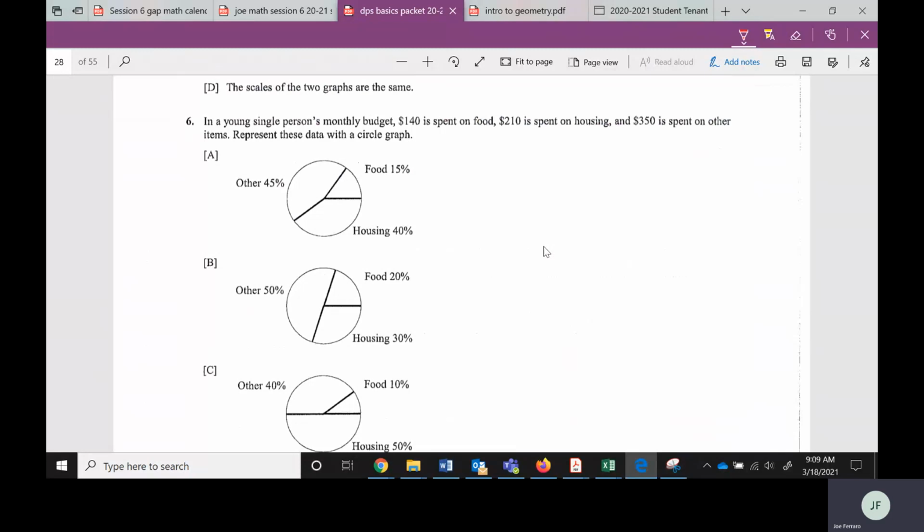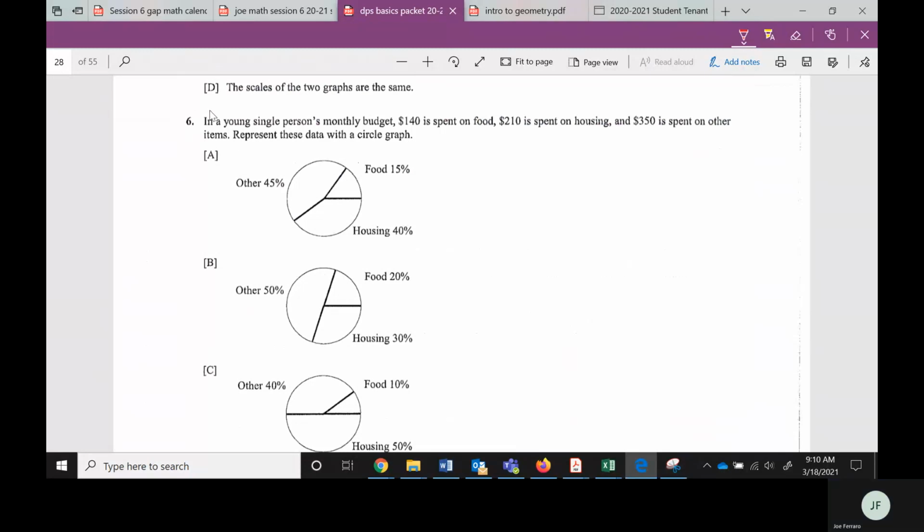So first of all, the circle graph, not always, but generally is presented to you with percents. So we're just going to look at how to find those percents in this problem, and then this problem is asking for which, given the data, which circle graph would be used. So it says they have a monthly budget. It says $140 is spent on food, $210 is spent on housing, and $350 is spent on other items. Represent these data with a circle graph.